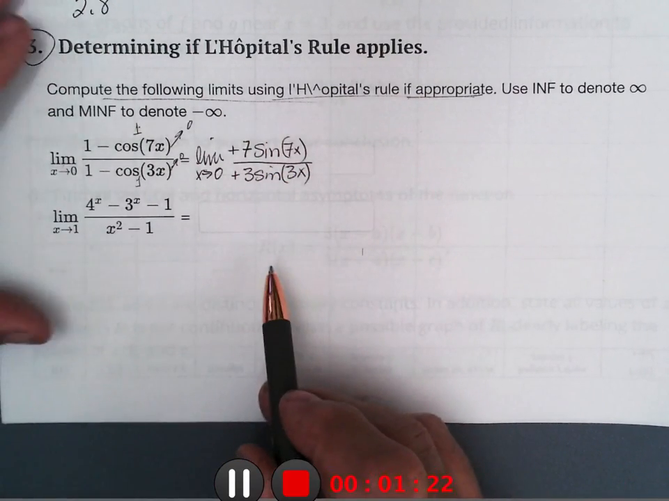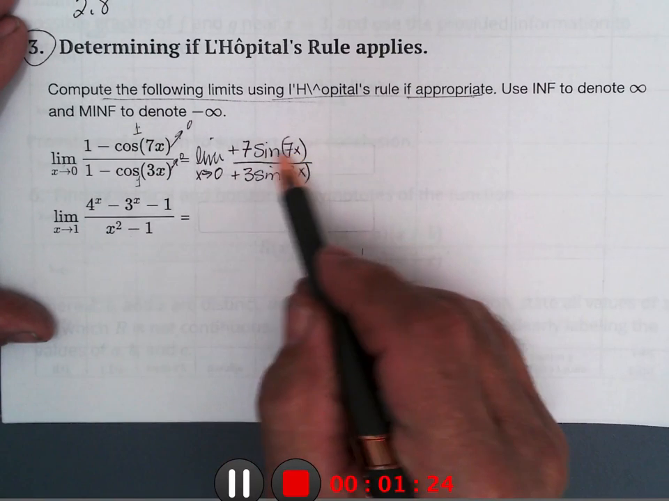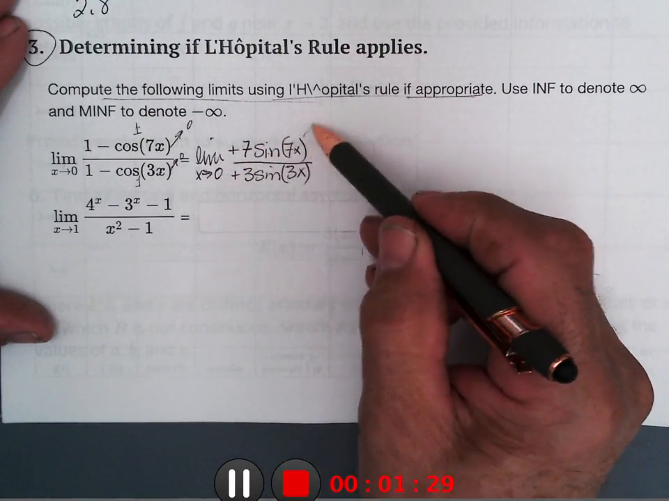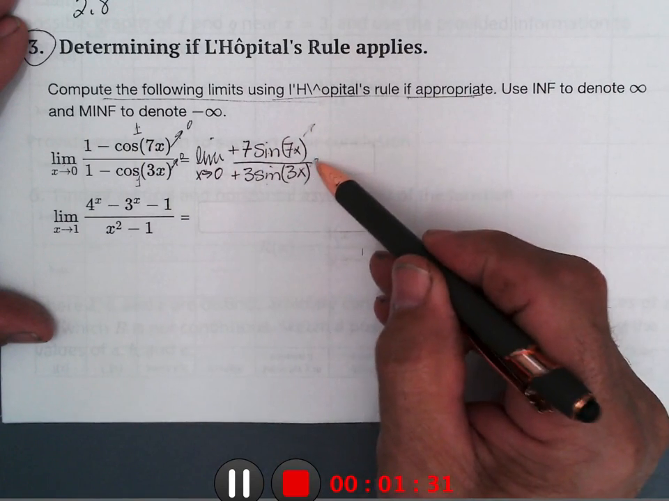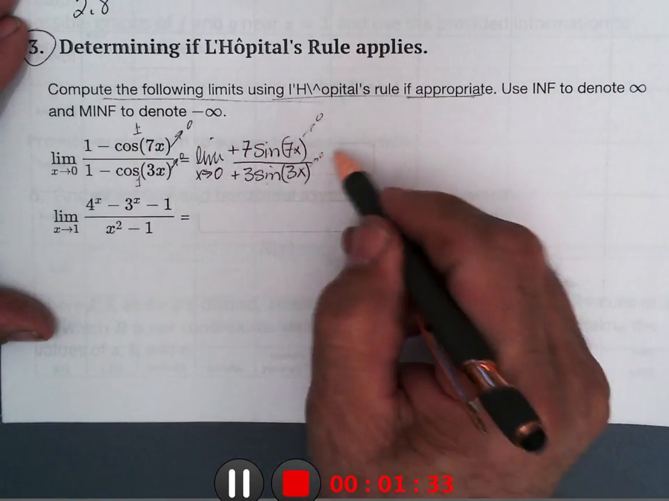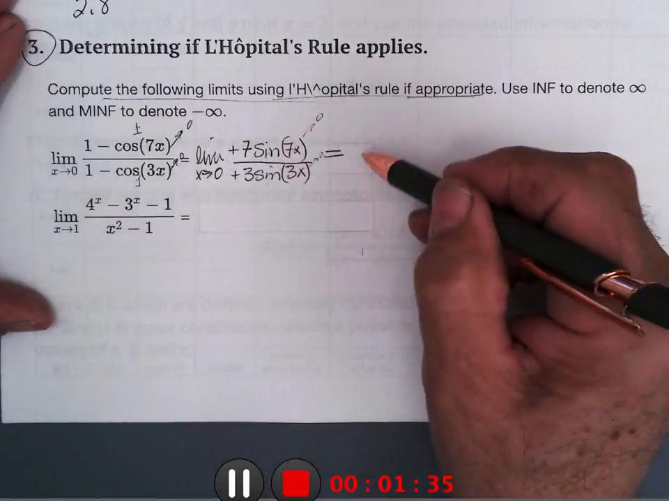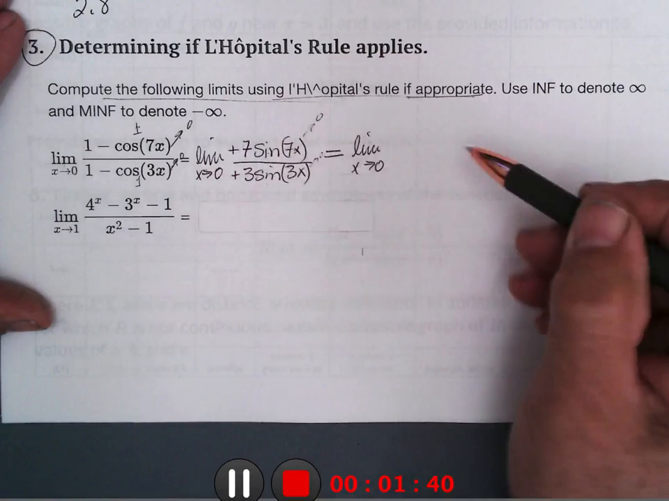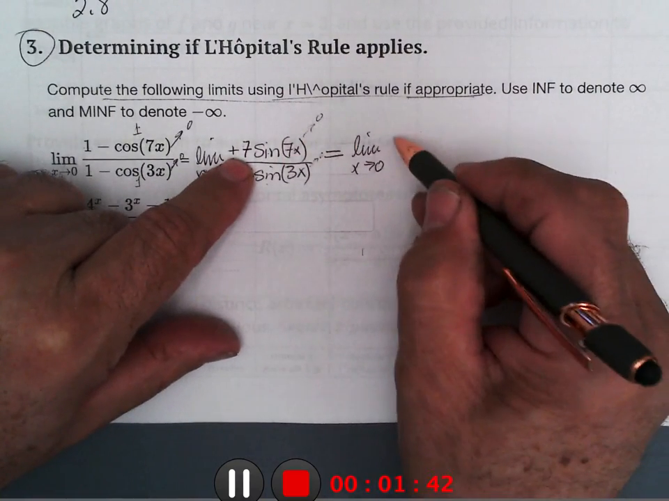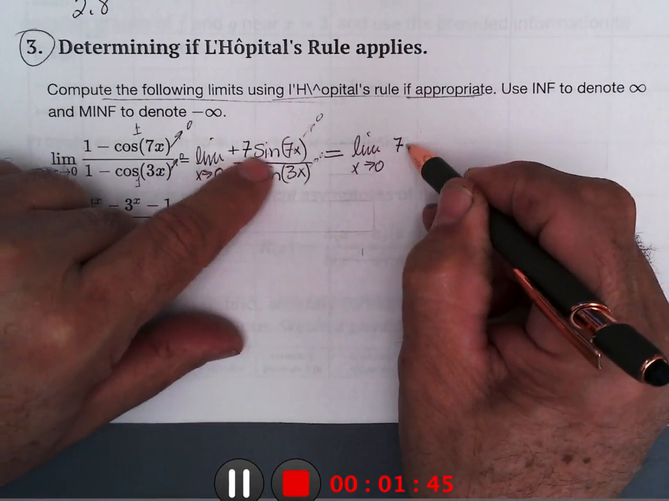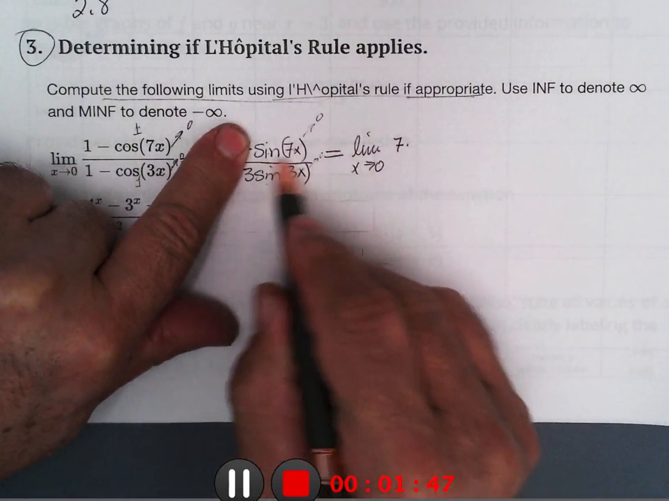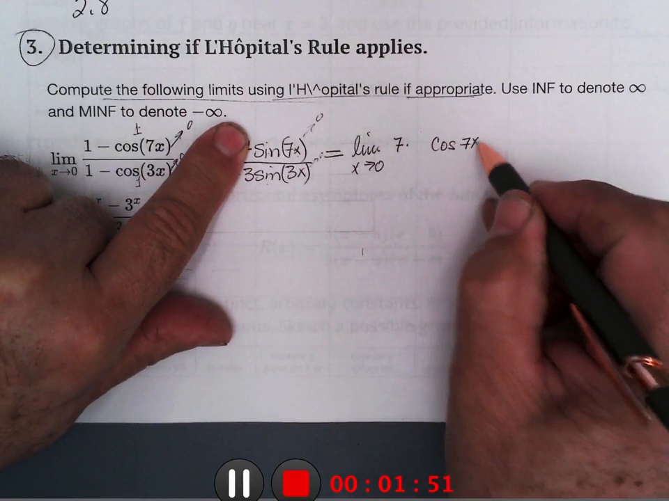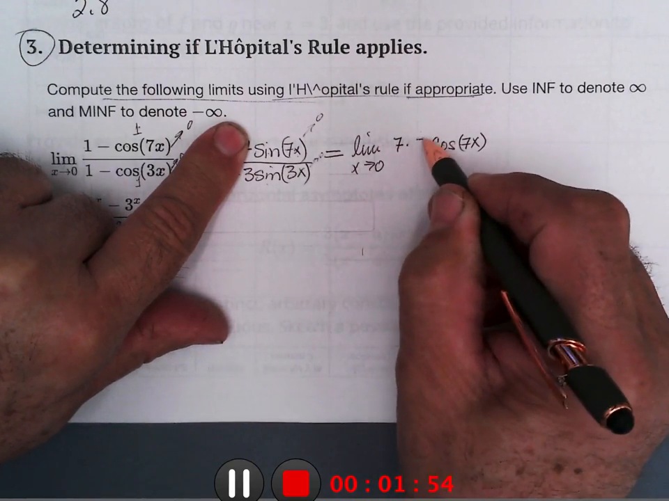Now, if x goes to 0, sine of 0 is 0 times 7 is 0, so this goes to 0, and this will go to 0, so both of these still go to 0. So I can do L'Hopital's rule again, and I get the limit as x approaches 0 of, so I have a 7, that's a constant, and then I can take the derivative of the sine. The derivative of the sine is the cosine of 7x, but the derivative of the inside is also a 7, like it was the first time.